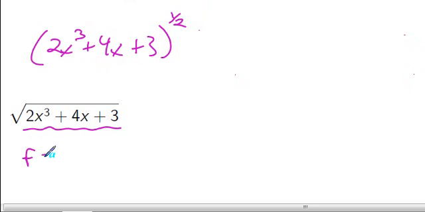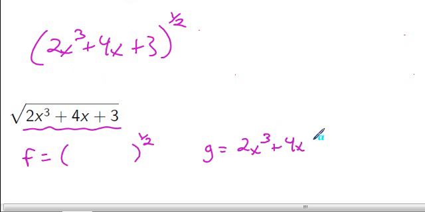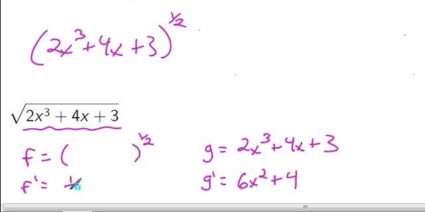My outside function is my f function, which is raising that baby to the 1/2. My inside function is the inside piece, which is nothing more than 2x cubed plus 4x plus 3. And I need to find the derivative of both pieces. The inside, using my power and constant multiplier rule, gives me 6x squared plus 4. While for the outside, my derivative is going to be dropping down that 1/2 and subtracting 1, which gives me a negative 1/2. So I'm piecing it together using my chain rule.